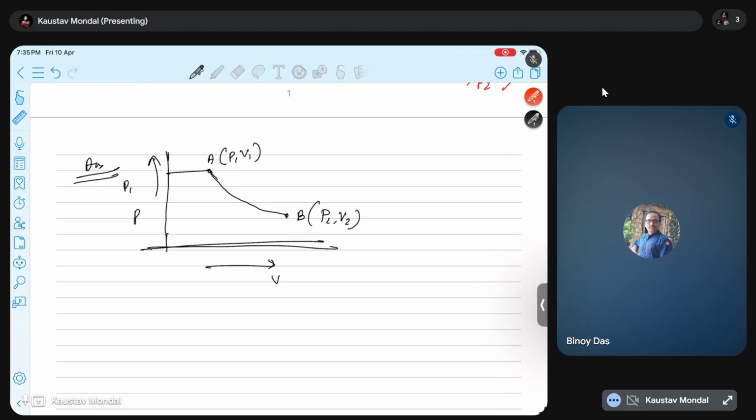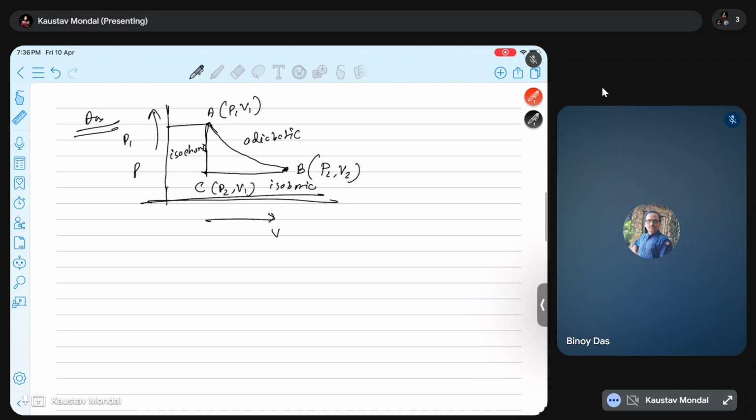Now from B, it is compressed to P2 V1. So P2 V2 to P2 V1, from B to C. This is P2 V1. It is compressed. Now finally, the pressure is increased to P1 at constant volume V1. So from here, it again moves to this point, so its pressure got increased. This is the adiabatic process, this is isobaric, and this is isochoric.